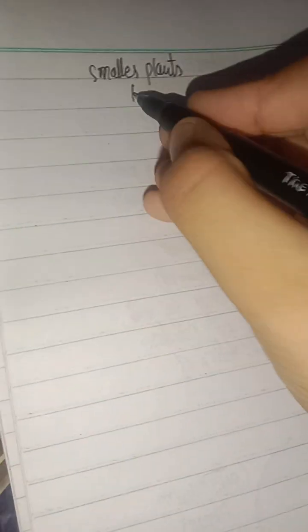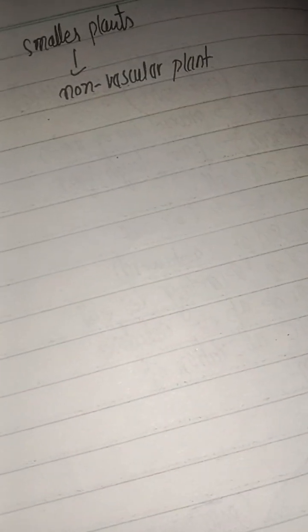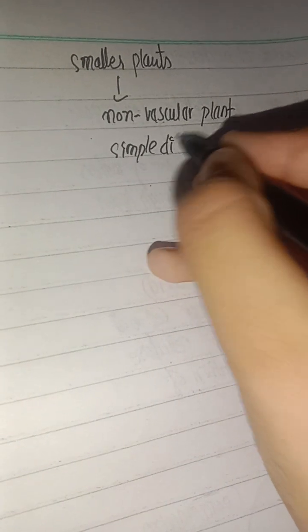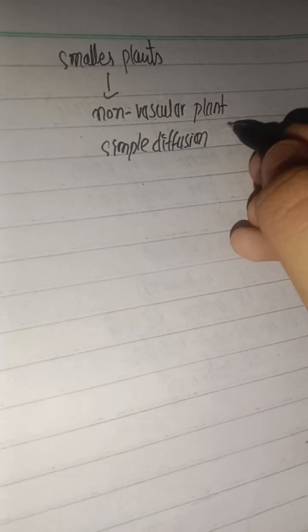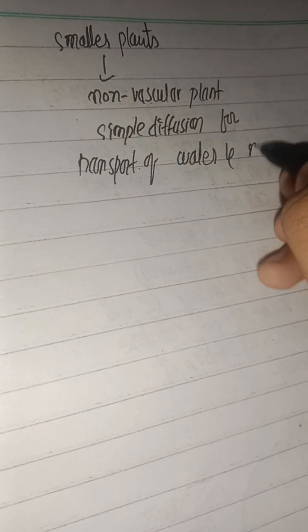The smaller plants are non-vascular plants. What is meant by non-vascular plants? It means they don't have xylem and phloem, meaning the absence of conducting tissues. Non-vascular plants rely on simple diffusion for transport of water and nutrients.